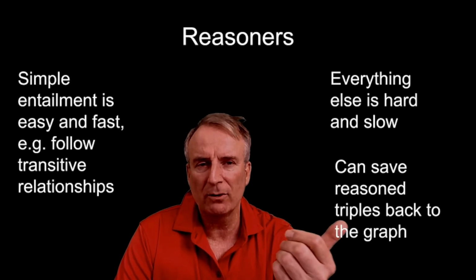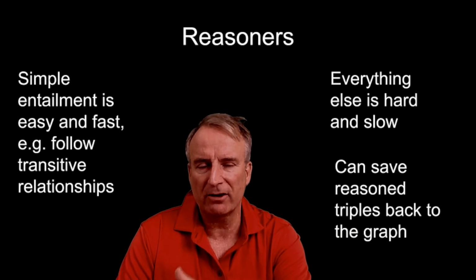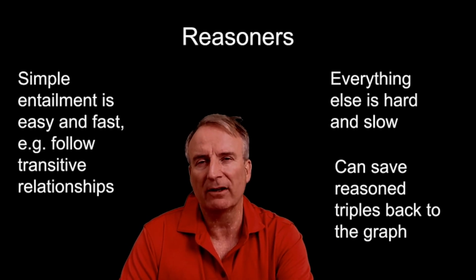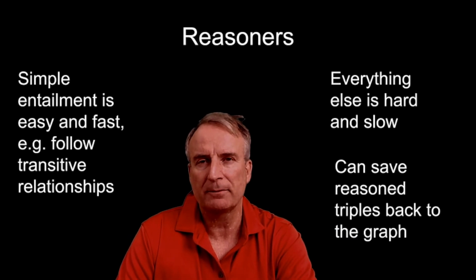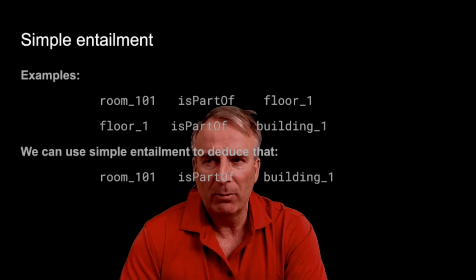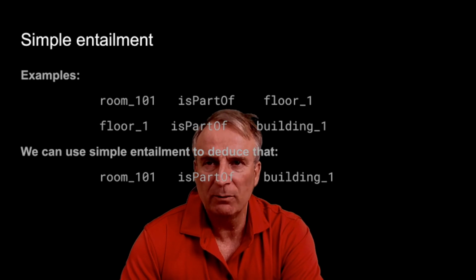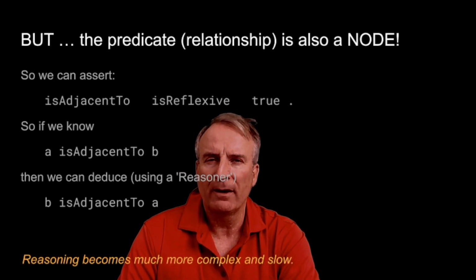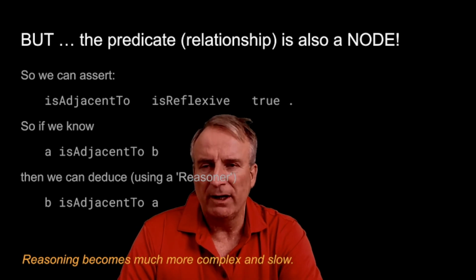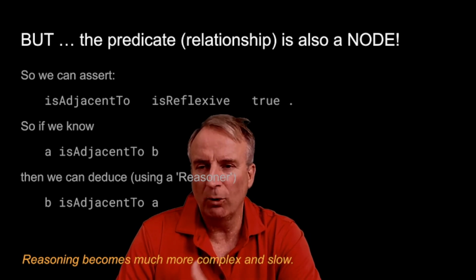But you can also save all that back to the graph, having reasoned it. So you might run reasoning ahead of time and then save the results. Simple entailment, already mentioned. I won't go into that in more detail, but that's the most useful one. And yeah, when the predicate is a node, all bets are off.